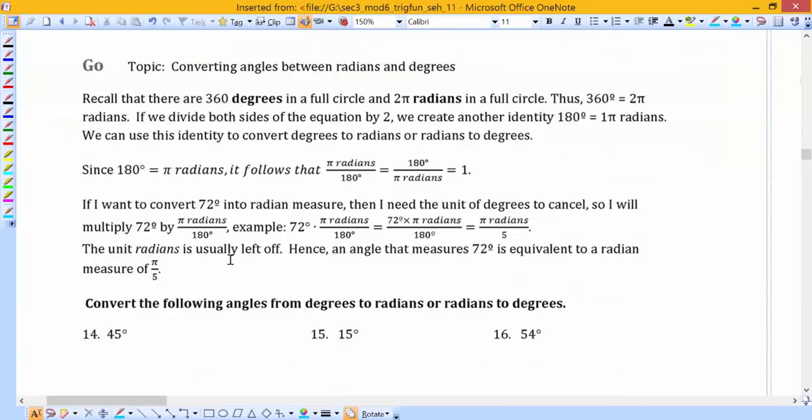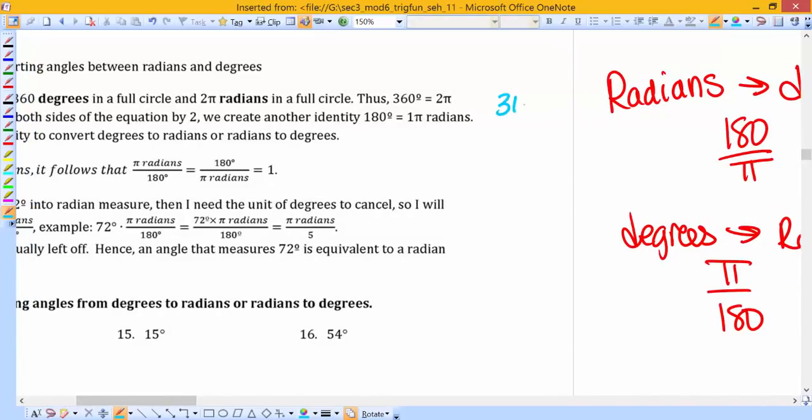All right, the goal is centered on focusing between conversions of radians and degrees. So they have a lot of words here. Recall that 360 degrees is a full circle and 2 pi is also a full circle. Therefore, 360 equals 2 pi. So if we simplify this, I'm going to simplify.